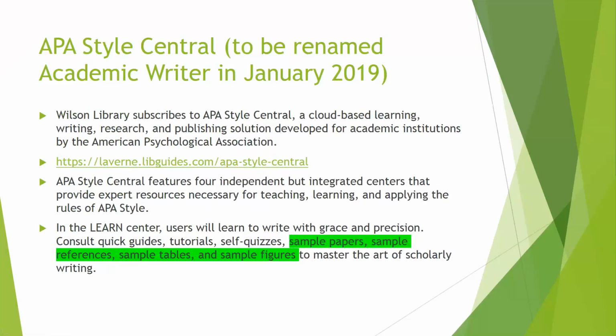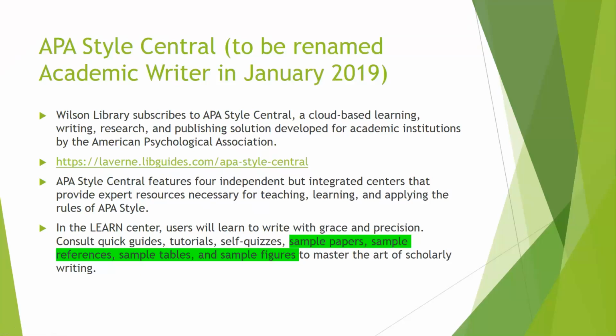Basically, APA Style Central, or Academic Writer, is a database that we subscribe to through the Wilson Library, which, as I mentioned before, is cloud-based. So it helps you to write, research, and publish your APA style papers. It was developed for academic institutions by the American Psychological Association. They designed it to help you get your paper together, get it formatted, have all your writing in one place, and have it cloud-based, which we all know is pretty important today, just in case you're working and let's say you lose power. Cloud-based is pretty good for that. There's a link here in this PowerPoint, but also if you are on the guide, it's at the very top, which I'll show you again.